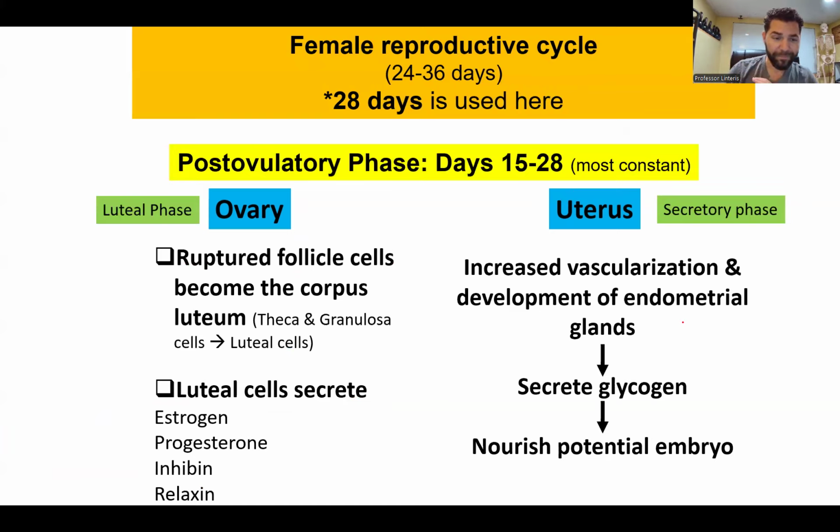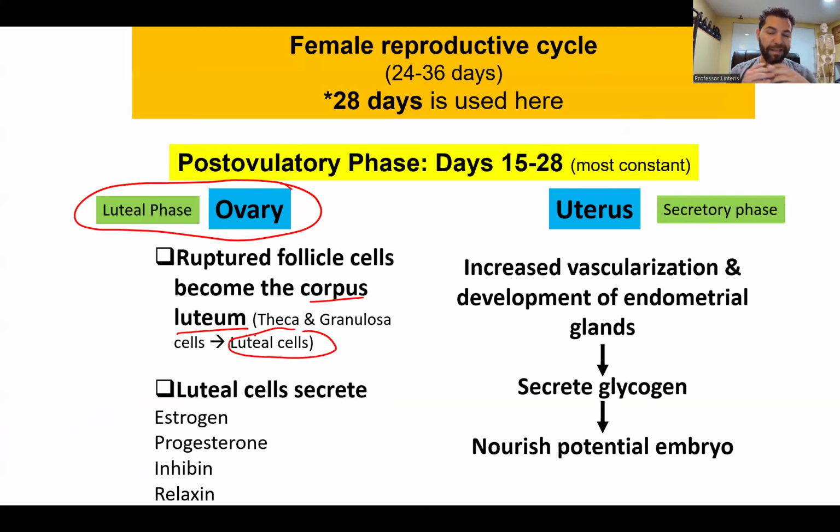What's happening? We have the luteal phase, right? That was after ovulation, when we had that corpus luteum. So what do we have? Formation of the corpus luteum. The theca and the granulosa cells turn into the luteal cells, and these cells produce 4 hormones. We already talked about it. Estrogen, and we saw it on the graph as well. Estrogen, progesterone, which is obviously going to be the dominant hormone, inhibin, and relaxin.